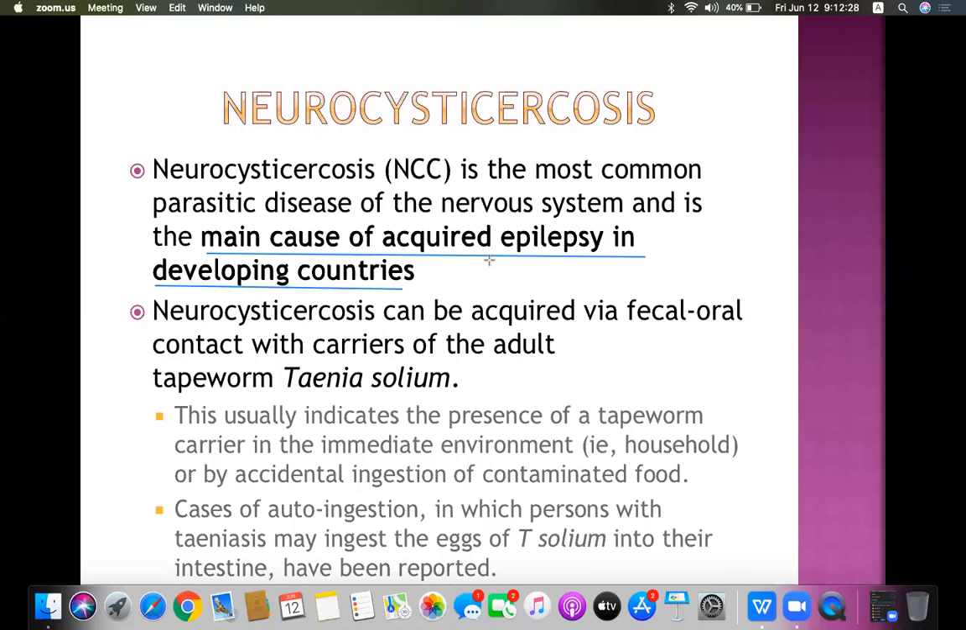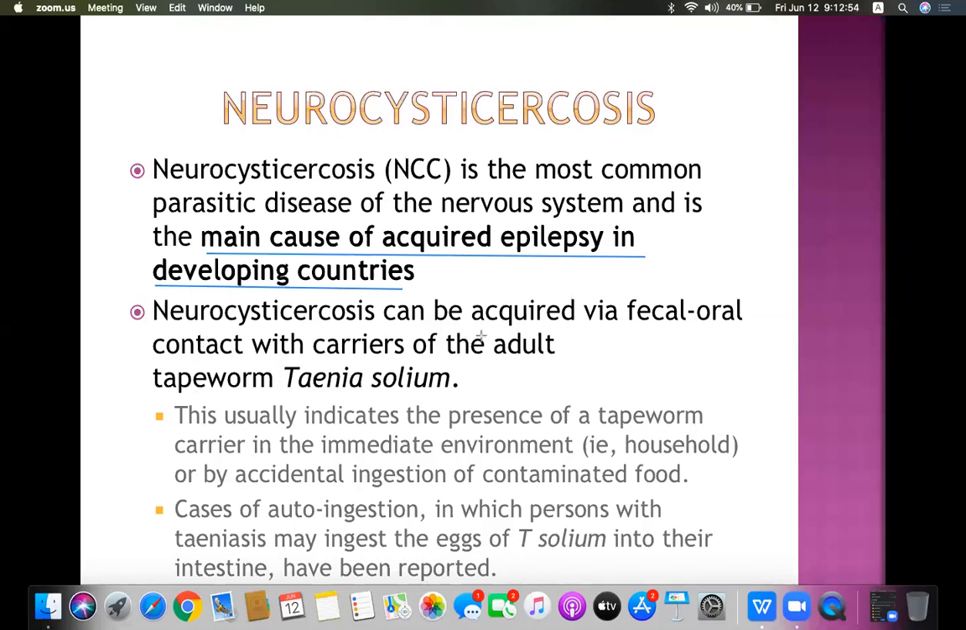I mean, an environment where there are a lot of pigs here and there, and people are growing those pigs for their livelihood. Only in that situation do we think about it. For example, if the patient is from a place where pigs are not present at all, then you don't think about neurocysticercosis as the first diagnosis. So this is a very important piece of knowledge.